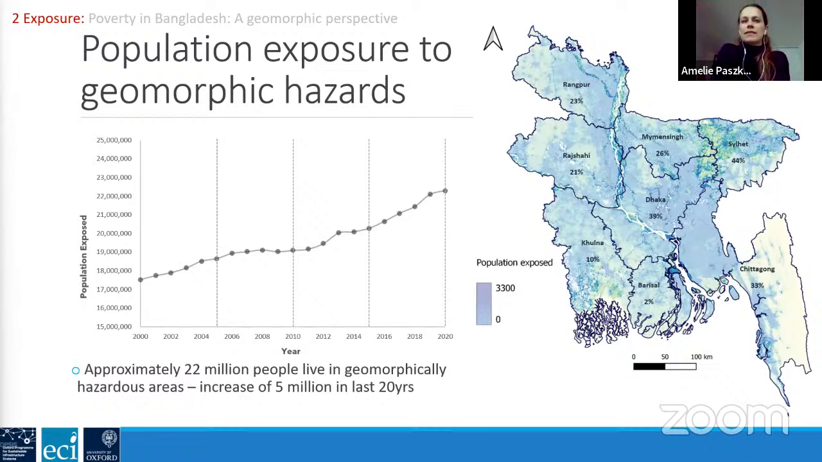So when looking at this spatially across all of Bangladesh, we see that the greatest relative increases with respect to population density are occurring in the eastern divisions of Sylhet, Dhaka, and Chittagong, followed by the northern districts of Mymensingh, Rangpur, and Rajshahi. The greatest absolute increases in exposed populations to geomorphic hazards are seen in the Dhaka division, where there's been an increase of 1.7 million more people in the last 20 years. But this is also, I guess, expected because this part of Bangladesh is the most densely populated area.